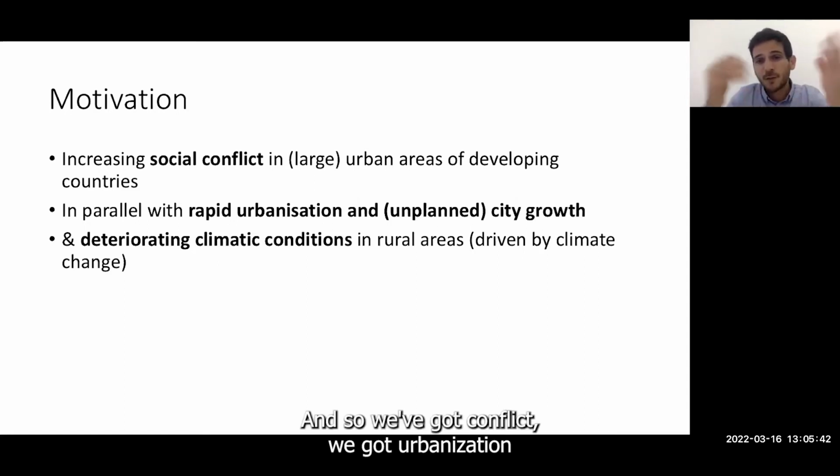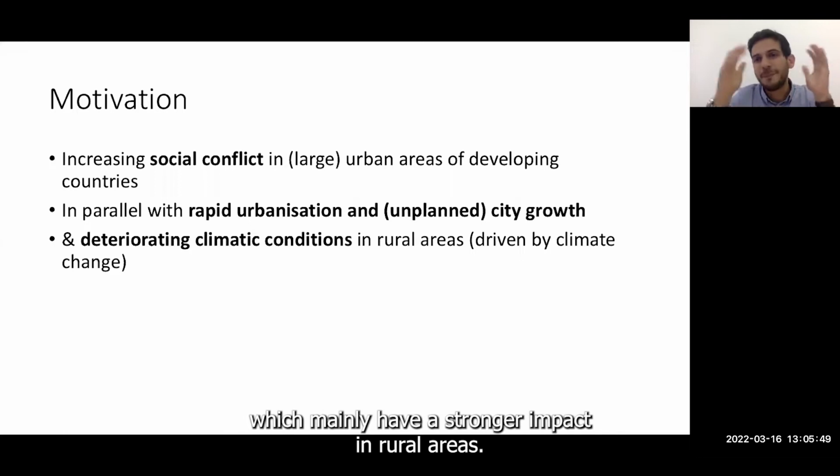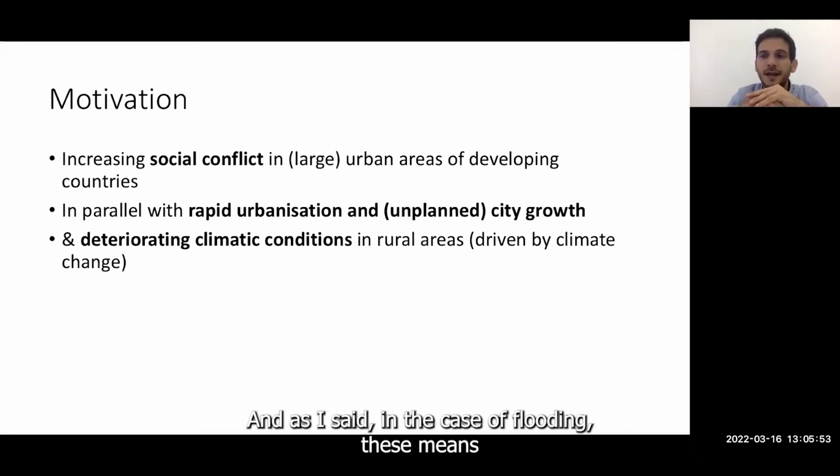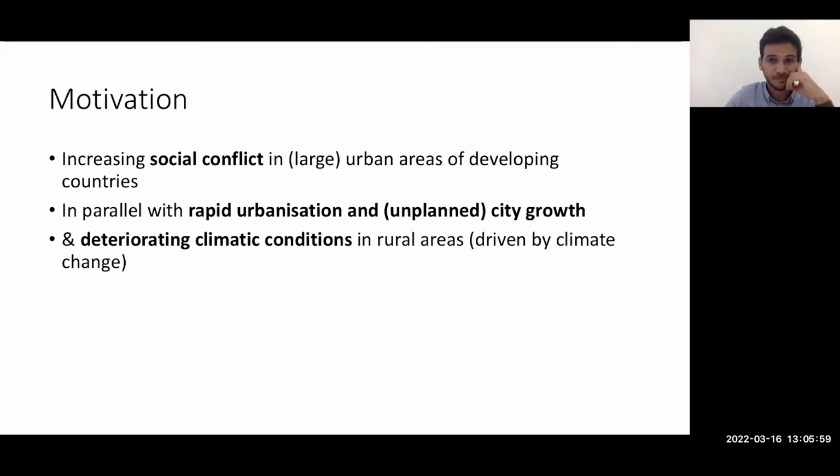And so we got conflict, we got urbanization, and we also have climate change, as I was discussing, so deteriorating climatic conditions, which mainly have a stronger impact in rural areas. And as I said, in the case of flooding, this means people have to be displaced mainly to cities.